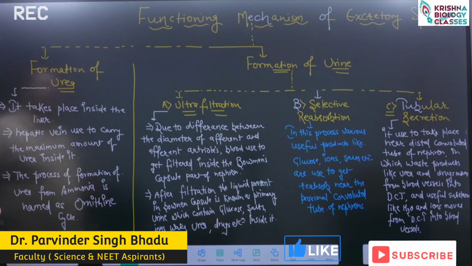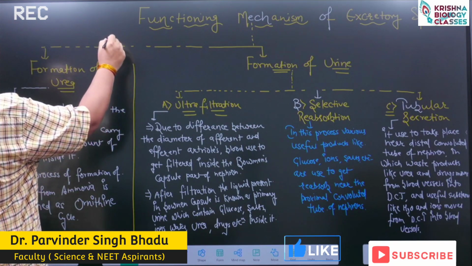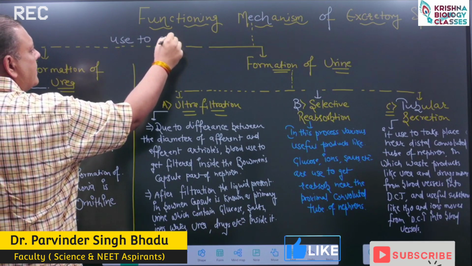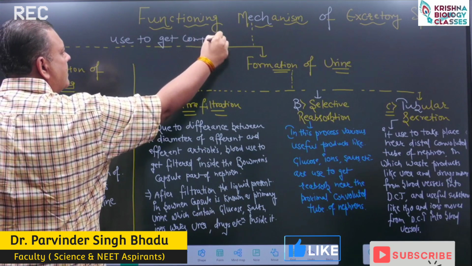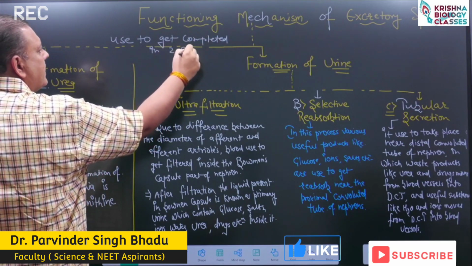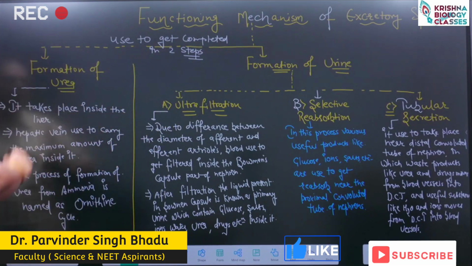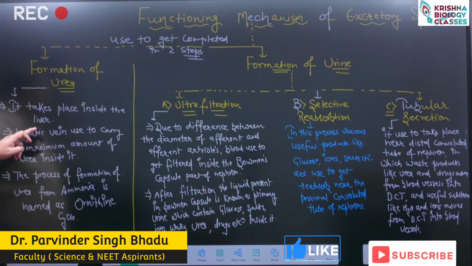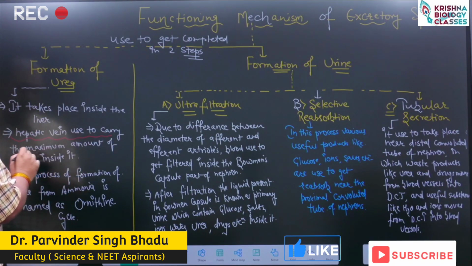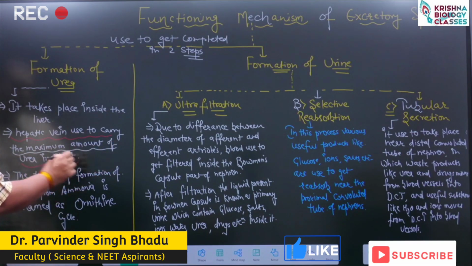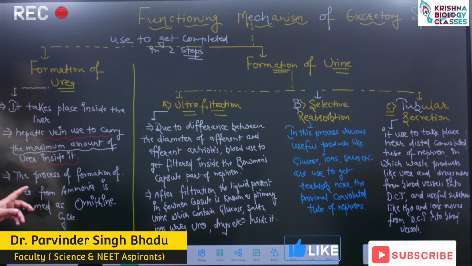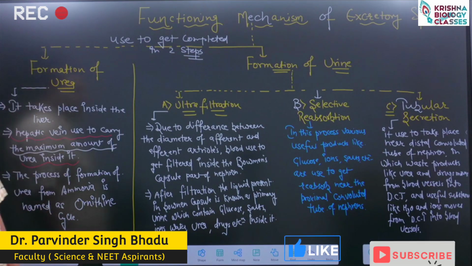It used to get completed in two steps. The excretion process used to get completed in two steps. The first is formation of urea, which used to take place inside the liver. Since it is formed inside the liver, the vessel which used to carry the maximum amount of urea from the liver is our hepatic vein. So hepatic vein used to carry the maximum amount of urea. You need to remember, a 1 mark question can come, and this entire process is named as ornithine cycle.